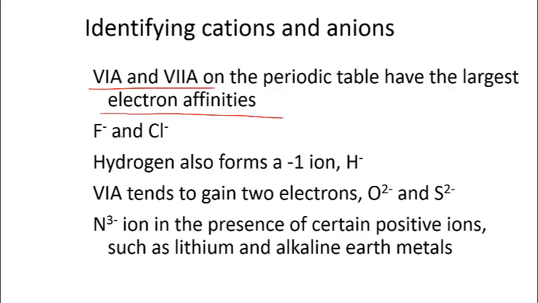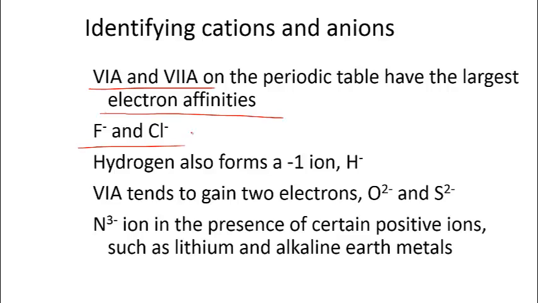Group 7A, the halogens, have 7 valence electrons. The halogens therefore gain a single electron in order to fill their valence energy level, giving them an overall -1 charge. Examples include fluoride, F-, and chloride, Cl-. They're both members of the halogen family.